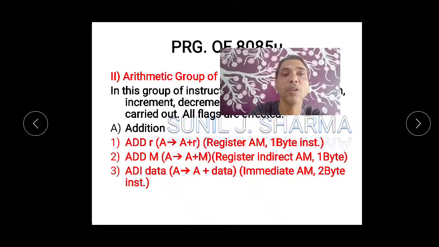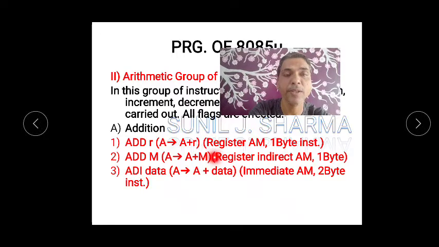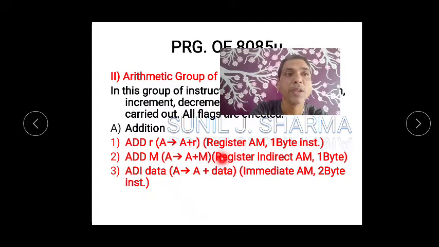This instruction belongs to register addressing mode because everywhere registers are there, and this is a 1 byte instruction. Now when we go ahead, you can see ADD M. So ADD M means add memory. This is indirect because M is there, so register indirect addressing mode. This is also 1 byte.